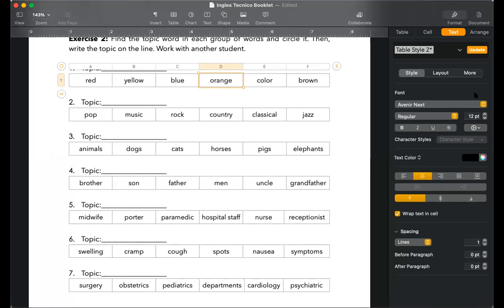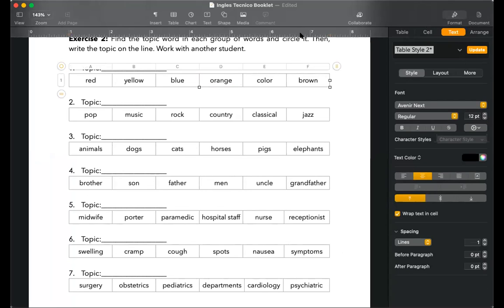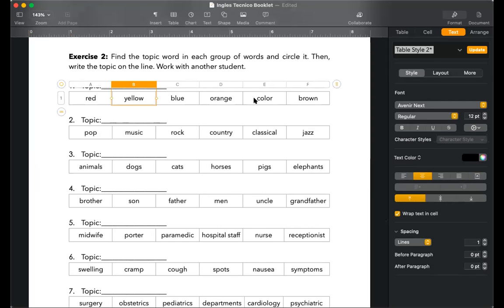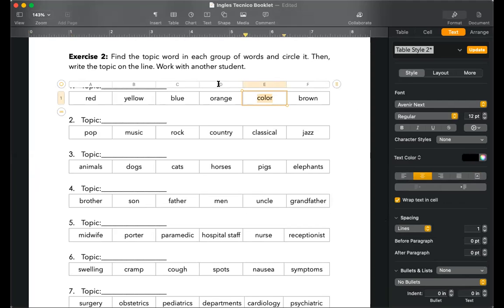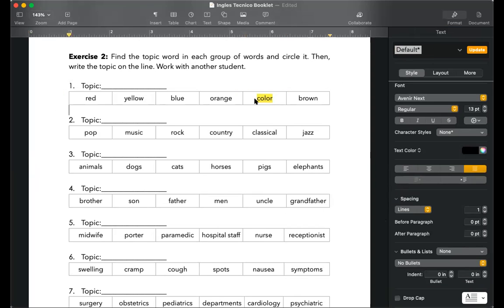So let's begin checking. So what did you guys put as the topic? Espérense que estaré el chat. What did you guys put as the topic of number 1? Colors. Okay, so this one right here. Colors. Okay, color. Very good.